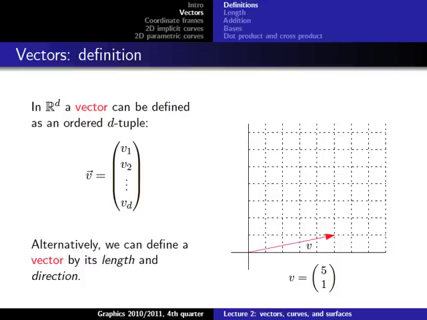Good. We can also define a vector in a different way, by using a more geometric interpretation of it, and this is the definition of a vector by its length and its direction. And this can of course be easily seen in 2D and in 3D, that we say a vector is basically an arrow that points somewhere, so it has a direction and it also has a length. So this is just another way to define it, and these are both valid definitions for the very same thing.